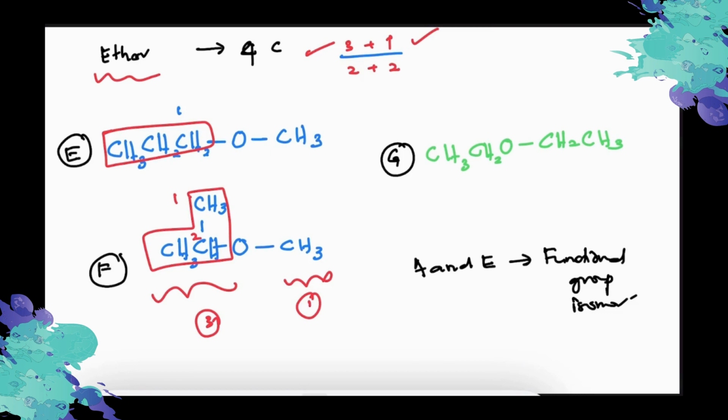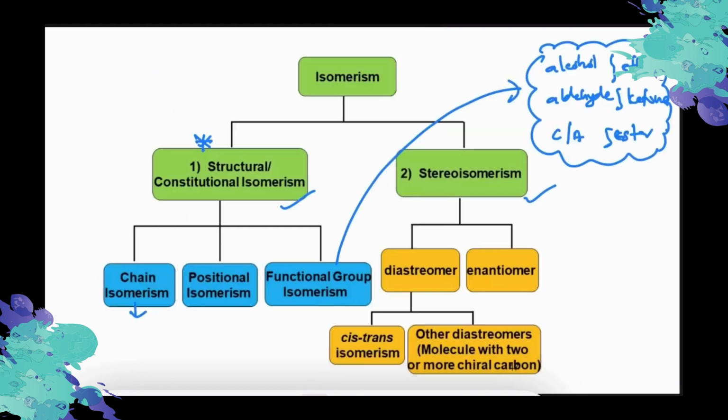So I hope this video will help you on how to identify the isomer. Okay, so this is an example of constitutional or the structural isomer, where it can be divided into chain isomer, positional isomer, or the functional group isomer.